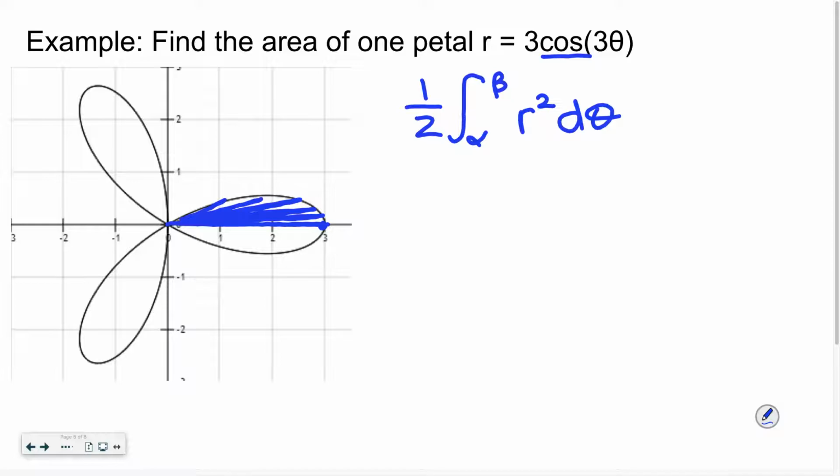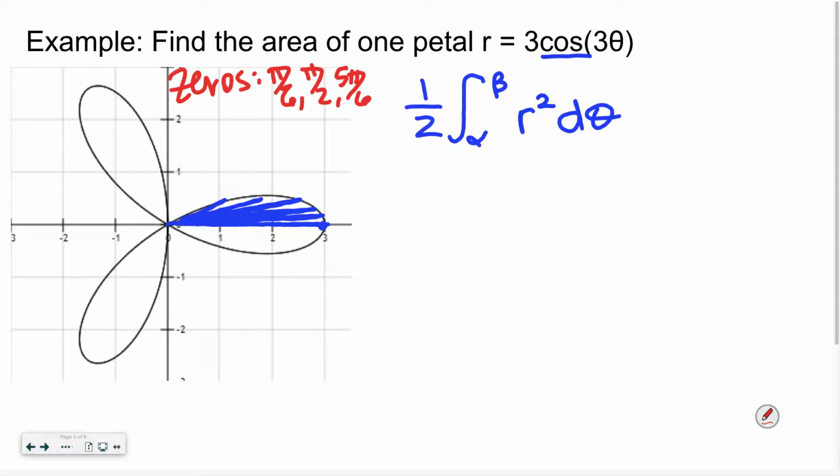Technically, there's 6 from 0 to 2 pi. But no one goes to 2 pi because it's just over. Annalie, where are our 3 zeros? Pi over 6, pi over 2, and 5 pi over 6.